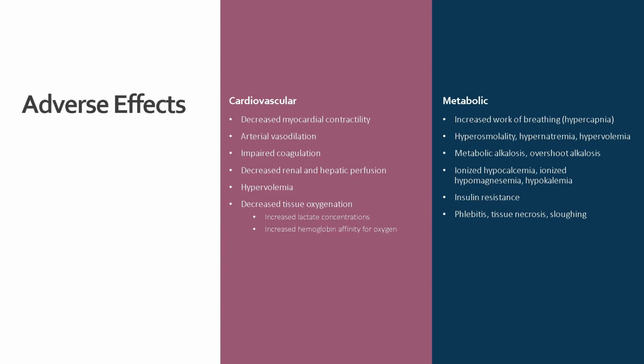Metabolically, it can lead to hypercapnia, which we've already talked about. And again, the hyperosmolality, hypernatremia, and hypervolemia. Overshoot alkalosis, and then significantly relevant hypocalcemia, hypomagnesemia, or hypokalemia. Insulin resistance, phlebitis, tissue necrosis, and sloughing if you're giving it via a peripheral catheter or a dislodged central line.